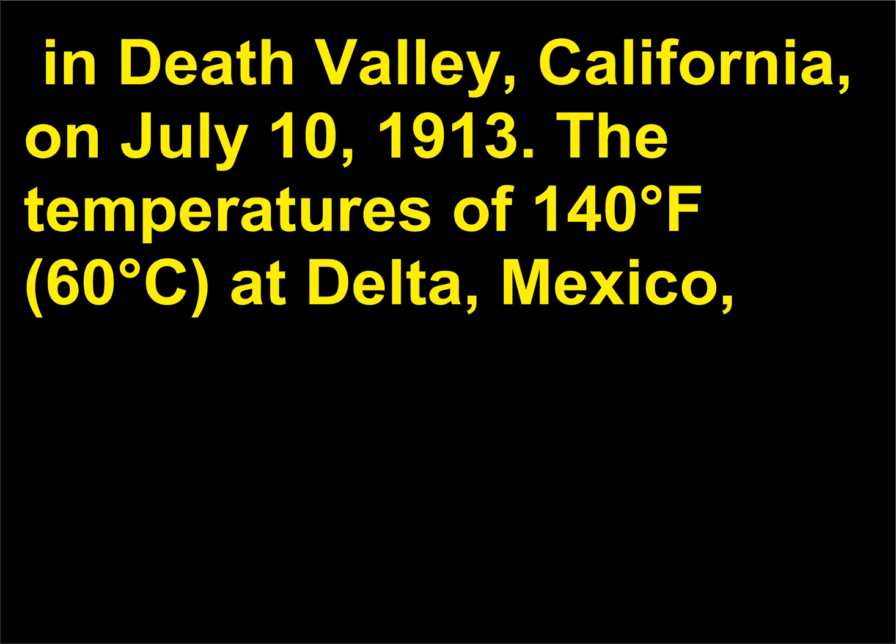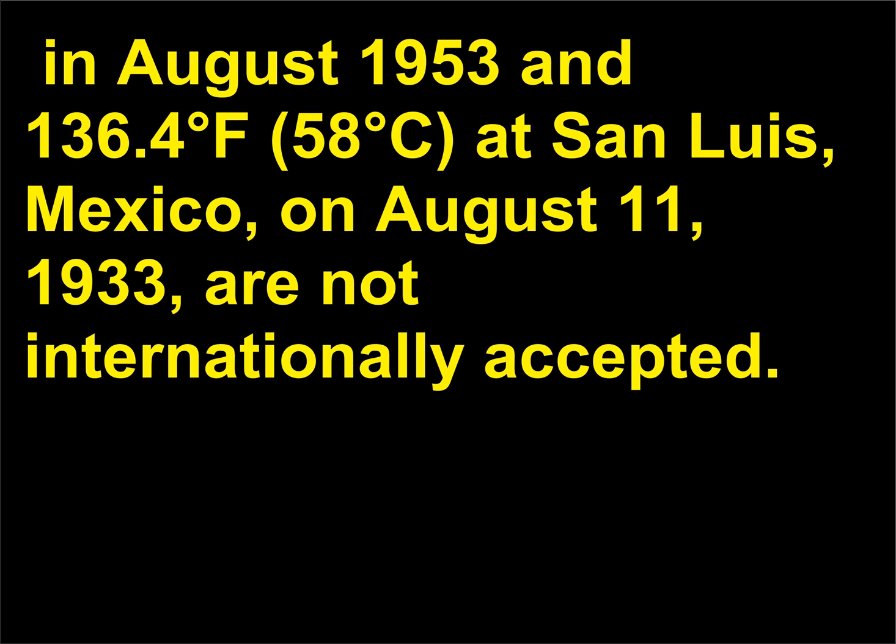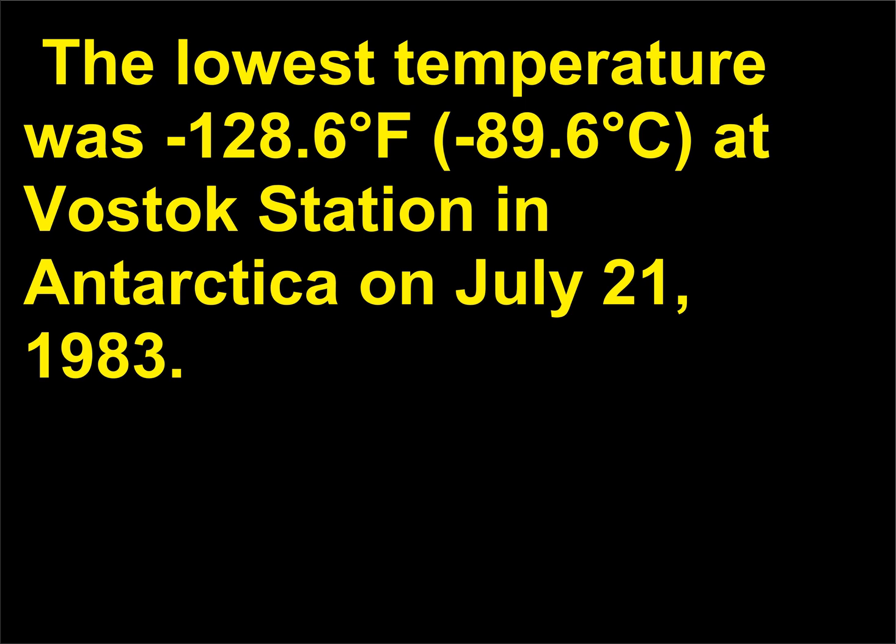The temperatures of 140 degrees Fahrenheit, 60 degrees Celsius, at Delta, Mexico, in August 1953, and 136.4 degrees Fahrenheit, 58 degrees Celsius, at San Luis, Mexico, on August 11, 1933, are not internationally accepted. The lowest temperature was -128.6 degrees Fahrenheit, -89.6 degrees Celsius, at Vostok Station in Antarctica on July 21, 1983.